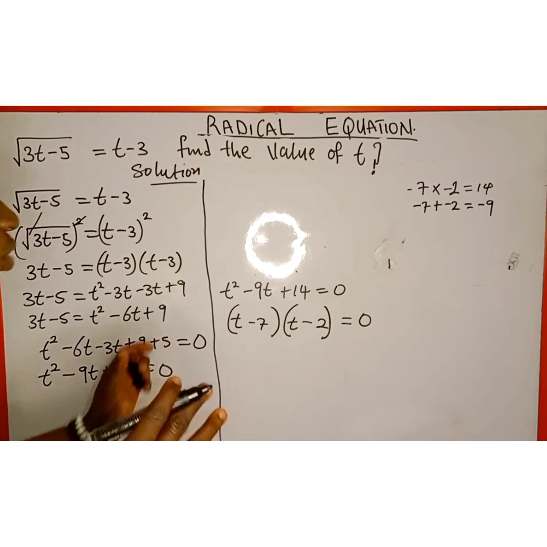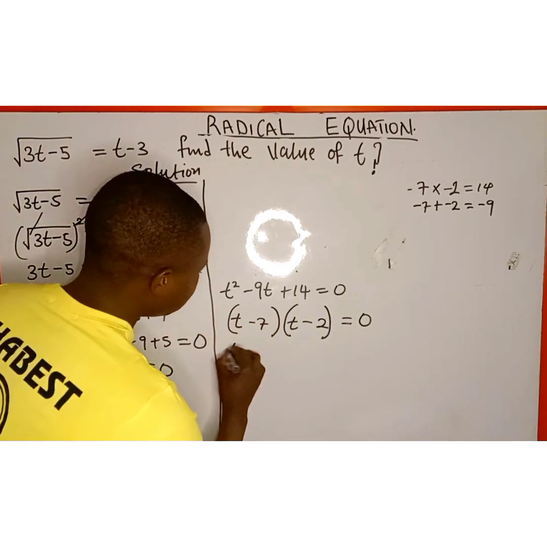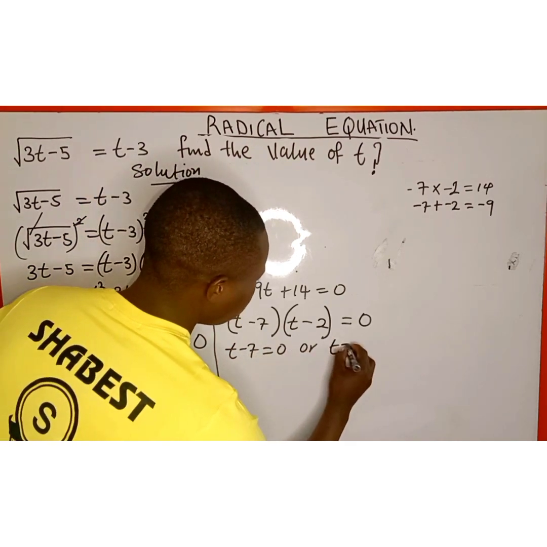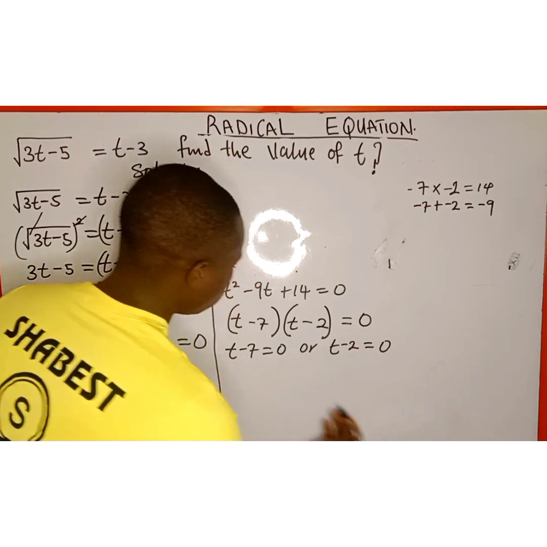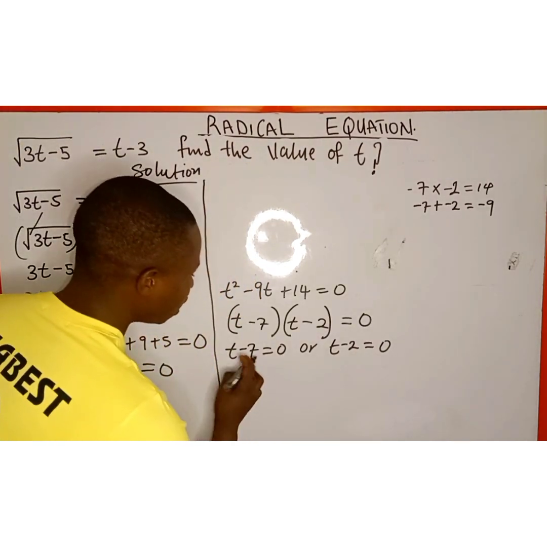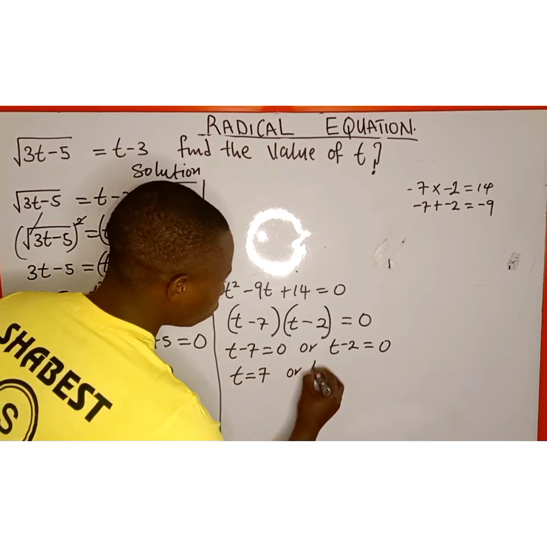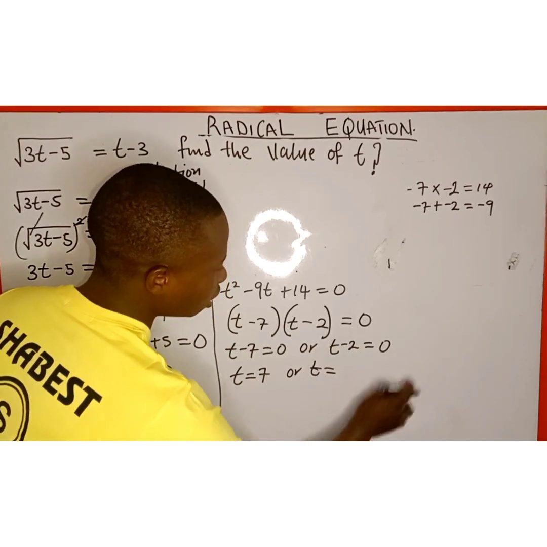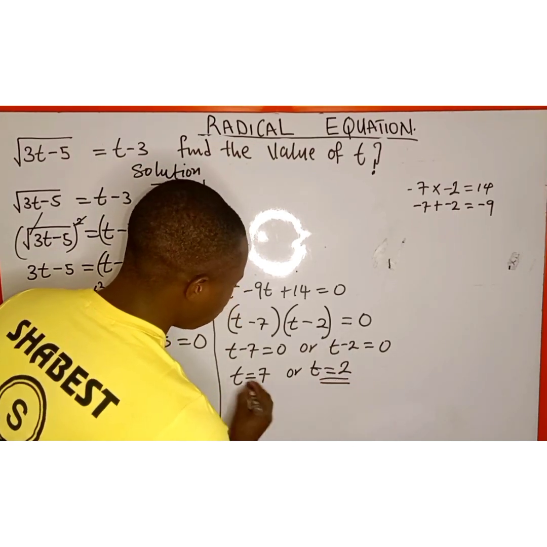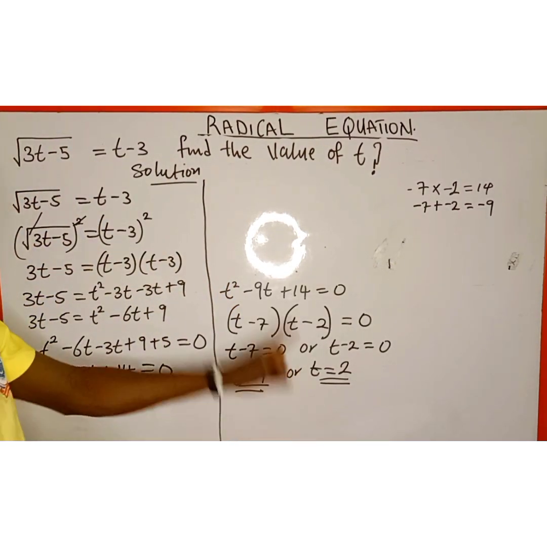And remember, when two terms are multiplied by each other and equal to 0, either t minus 7 is equal to 0, or the second one, t minus 2 is equal to 0. So to get the value of t from here, t will be equal to, taking this negative 7 to the other side, it becomes positive 7, or t is equal to, taking this negative 2 to the other side, it will be positive 2. Therefore, the value of t in this radical equation is 7 or 2.